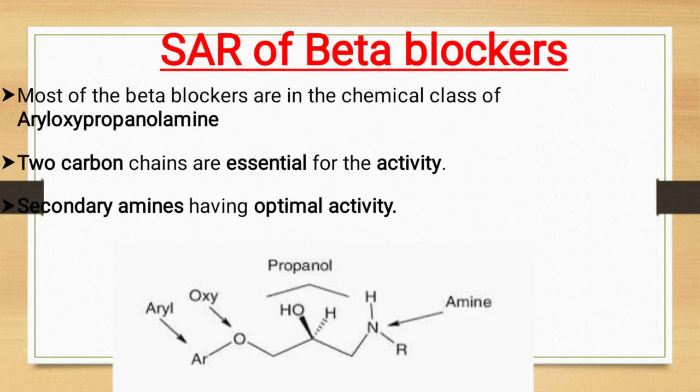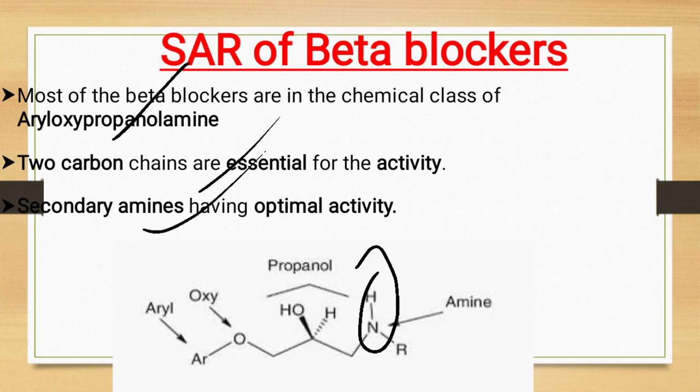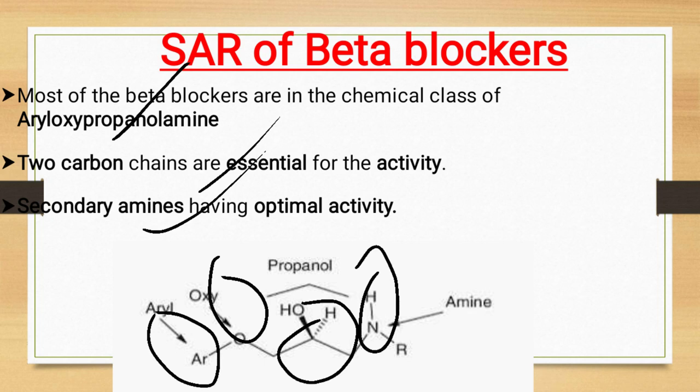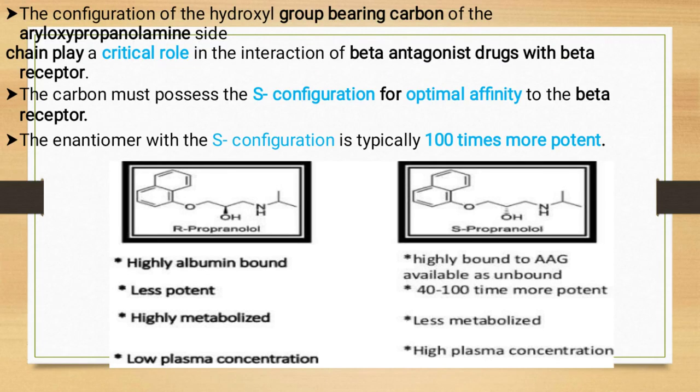Okay. So in case of SAR, most of the beta blockers are aryloxypropanolamines, as we have seen in this. The two carbon chain is essential for the activity, and the secondary amine is responsible for the optimum activity. So there must be the presence of an NH group to make it a secondary amine. Then the aryl group is present, this oxy group is present, and the carbons are present. It is responsible for showing the optimum activity. So at least two carbons must be present in the side chain to show the optimum activity. It can be three, but it should not be less than two or more than three.